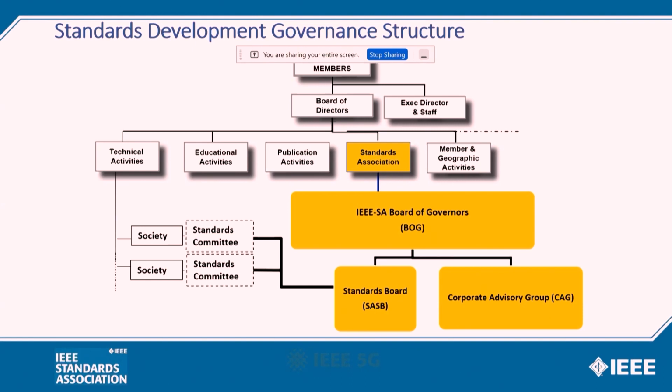Board of Governors is the governing body that does a lot of things. It has strategic committees, like there are 8 of them, but also it has a Standards Board, SASB, which is directly involved in governing the standards activities everywhere, including in societies and councils. And then there's a corporate advisory group.